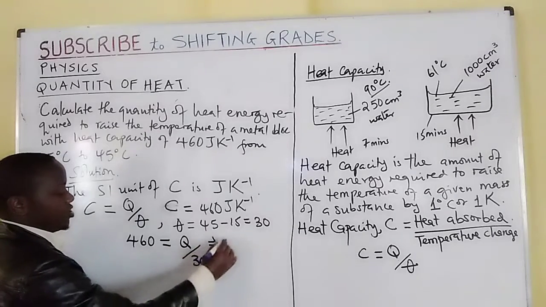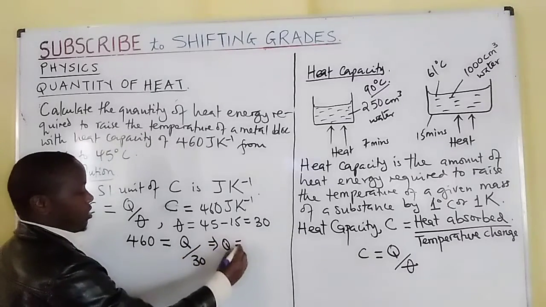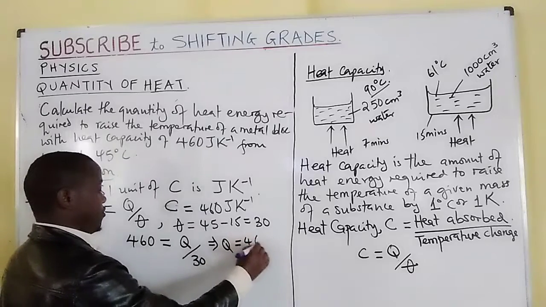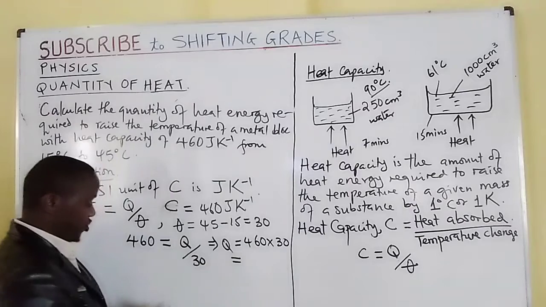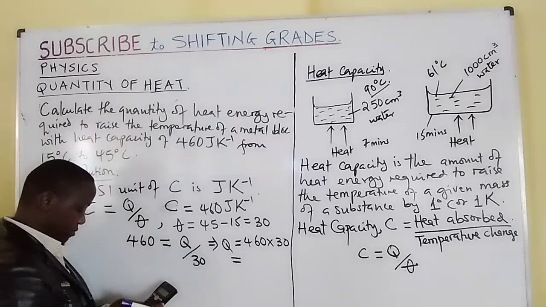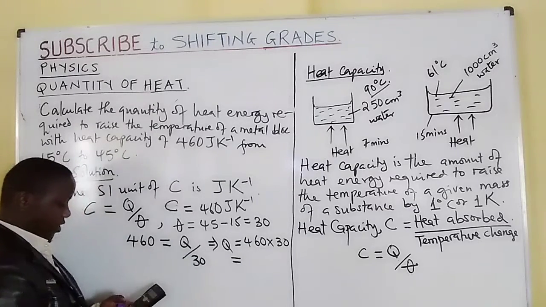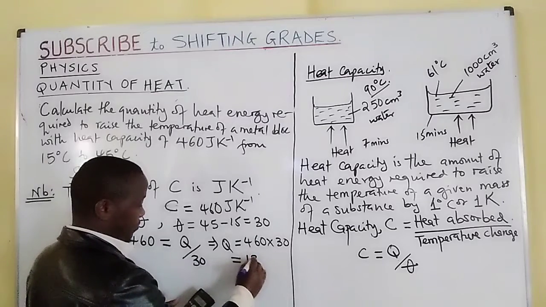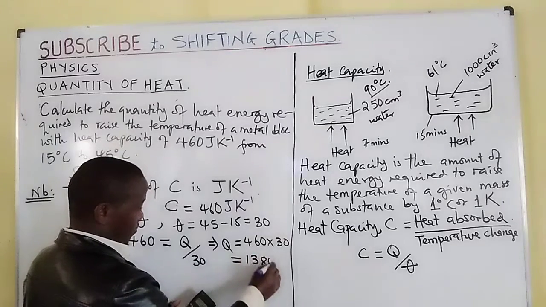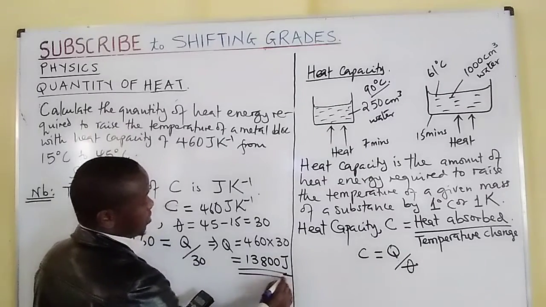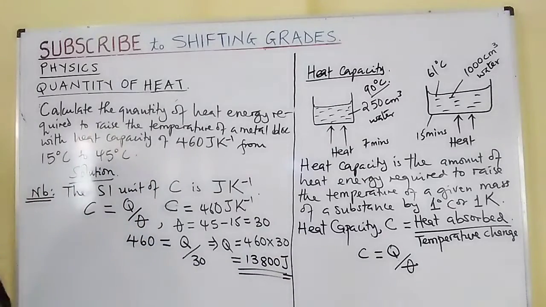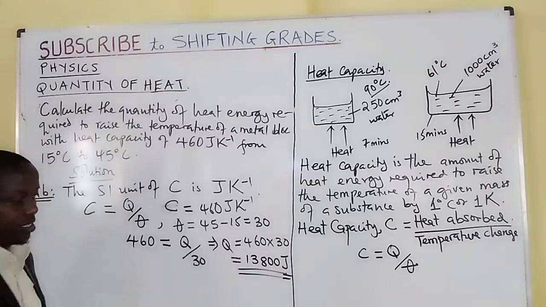This translates to Q being 460 by 30, which is 13,800 joules. This is the energy required.